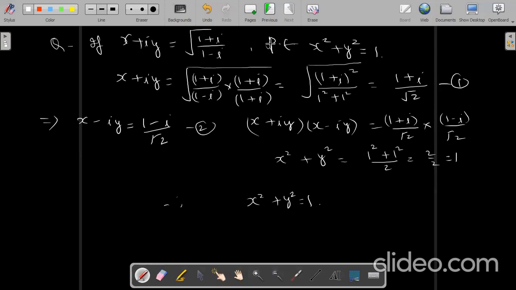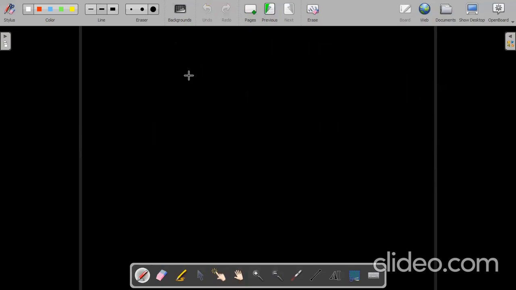Okay. So this is about the conjugate, and this is the way to solve the conjugate of a complex number. Now we have the next part, that is the modulus of a complex number.